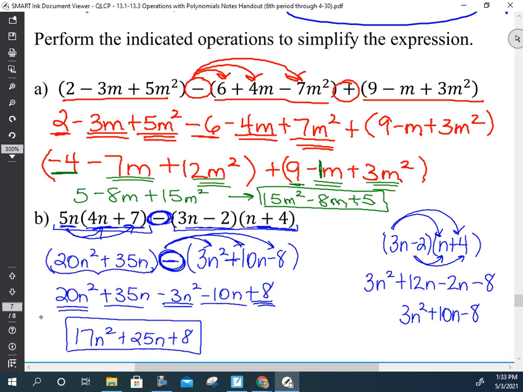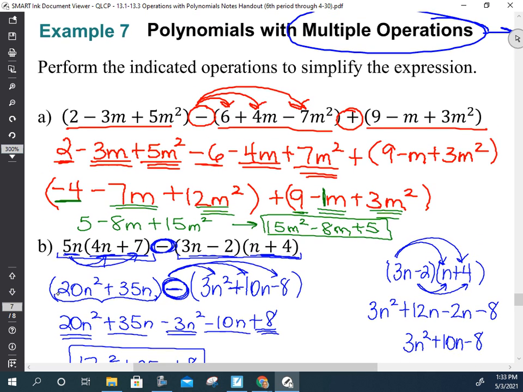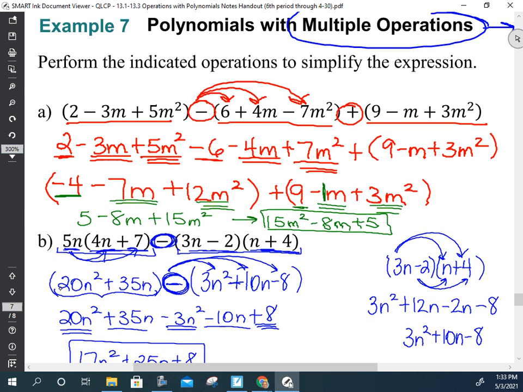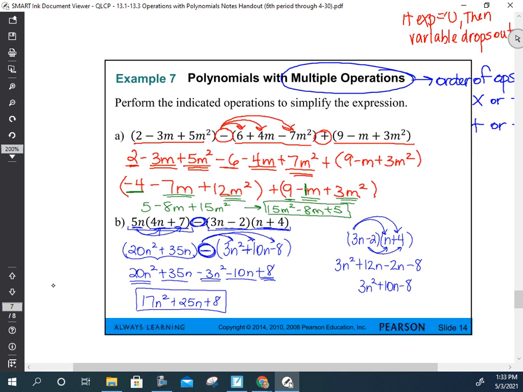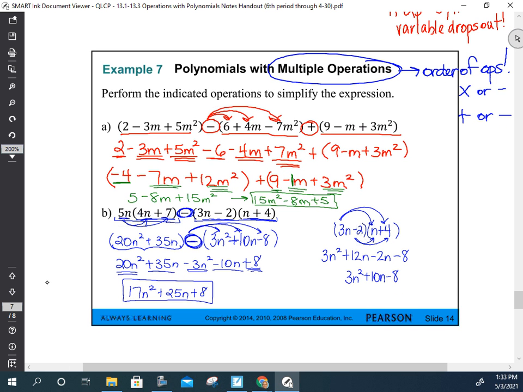So, if you have multiple operations in a problem, which will happen from time to time, the key thing there is follow the order of operations. Multiply or divide first, add or subtract second. So, it will happen from time to time.